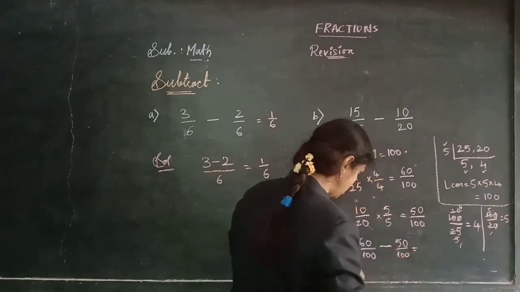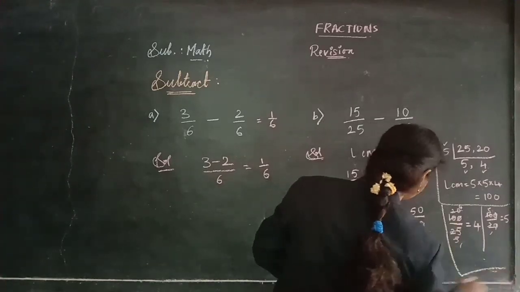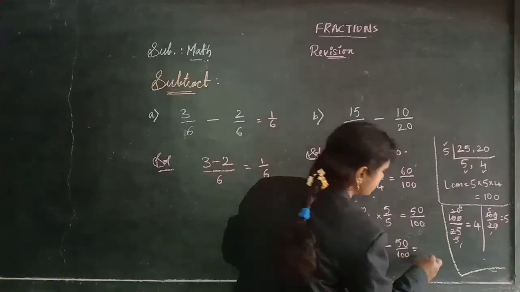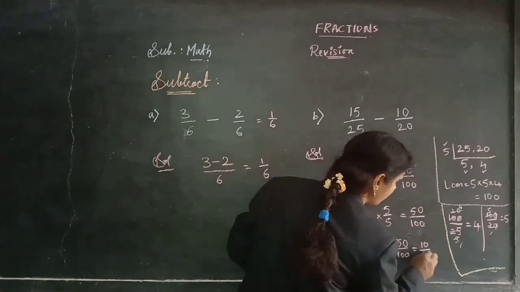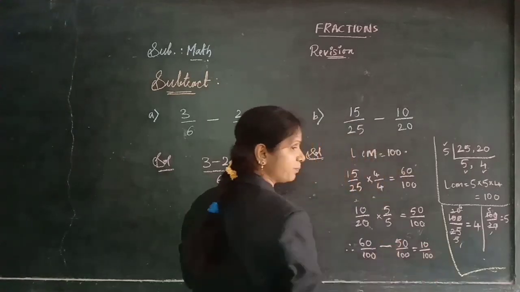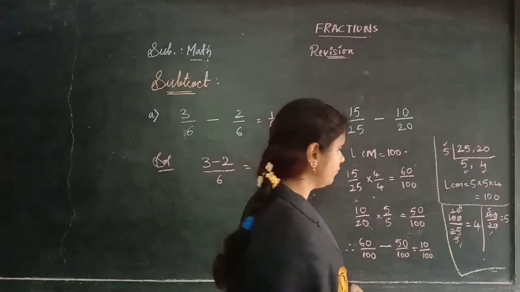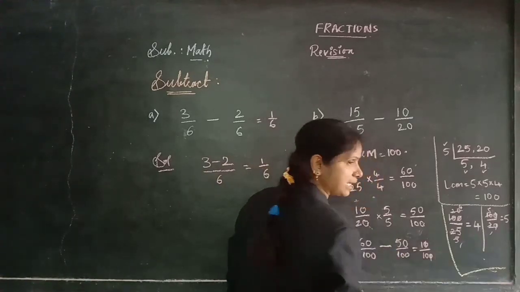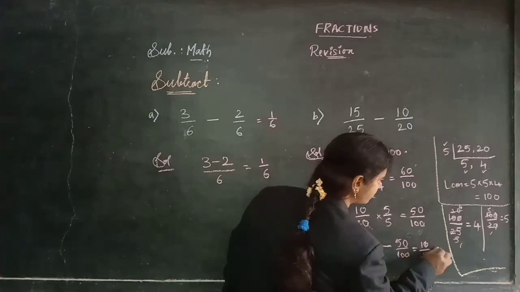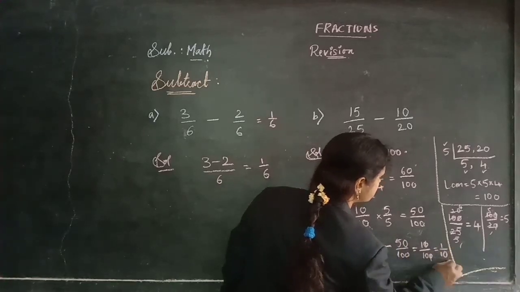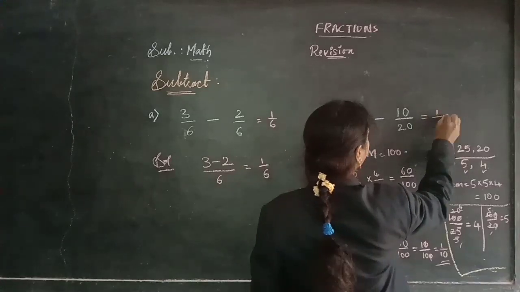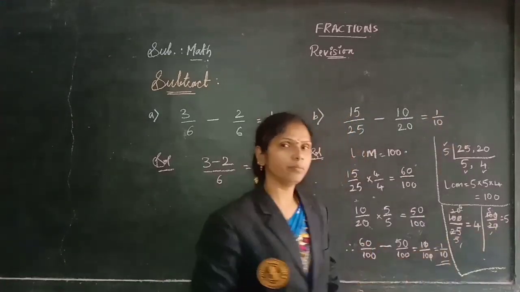Now I changed them into like fractions, children. Now I can subtract directly. 60 minus 50 is 10, children. 10 by 100. Now here we can do cancellation. It means we can change it to the simplest form. This 0 gets cancelled. Now what are the left numbers here? 1 by 10. So 1 by 10 is the difference of 15 by 25 minus 10 by 20.